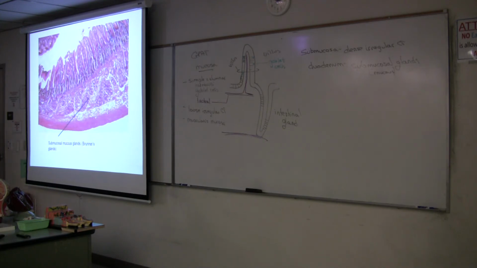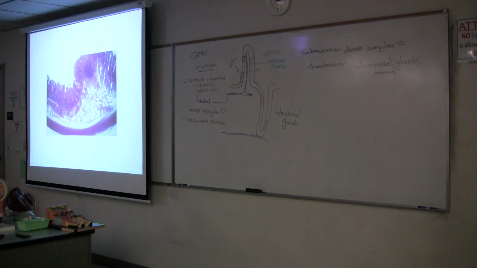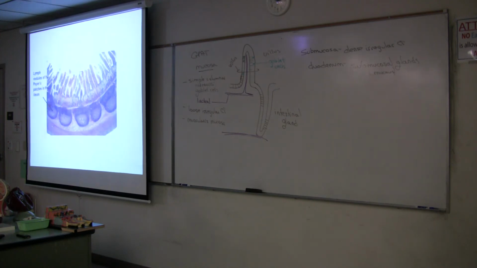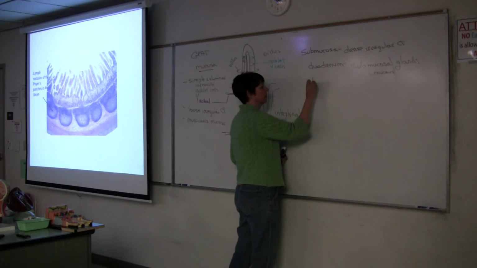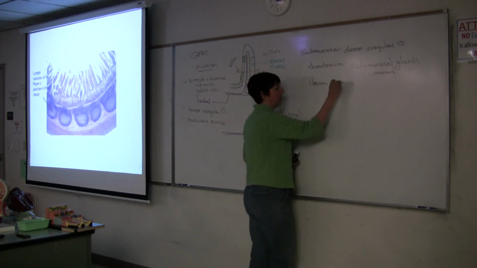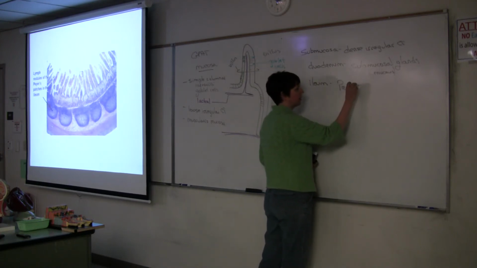Another difference in the submucosa that you're already aware of is the increased number of lymphatic nodules in the ileum. Those are found in the submucosa. Remember the Peyer's patches we talked about? So in the ileum, we have the Peyer's patches and lymphatic follicles.